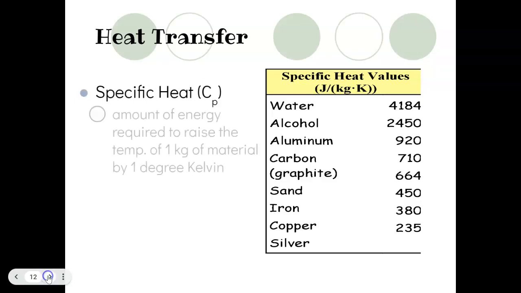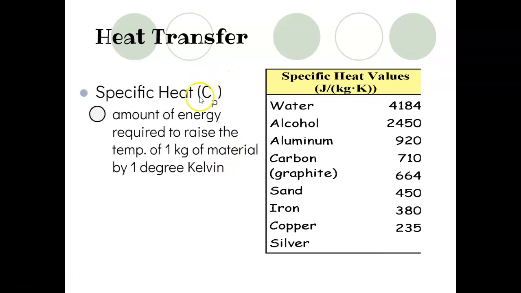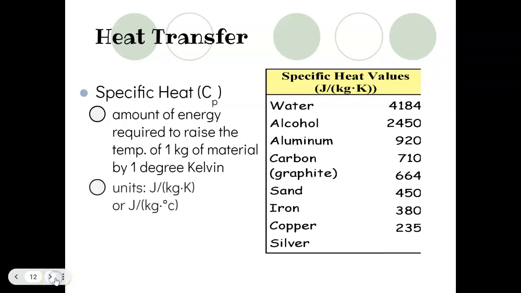Okay, last thing we have to talk about today is something called specific heat. And that is, of course, the symbol for specific heat. So this is just the amount of energy required to raise the temperature of 1 kilogram of material by 1 degree Kelvin. So that is the definition of specific heat.